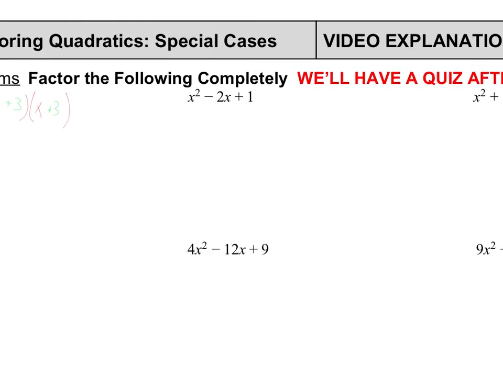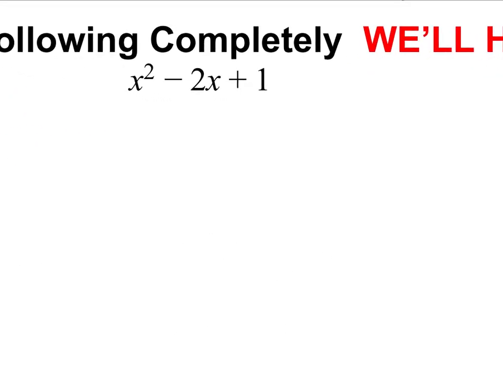Next one, x squared minus 2x plus 1. All right, so again, first and last term, those are both perfect squares. Ideally I want to start off with that, if I can. Now the real check is this middle term, this negative 2. Is negative 2 twice as big as that number? Is 2 twice as big as 1? Well, if I make that 1 a negative, then yeah, it would be. Negative 2 is twice as big as negative 1. So that's our factored form.